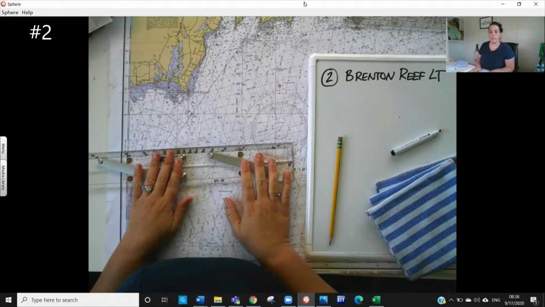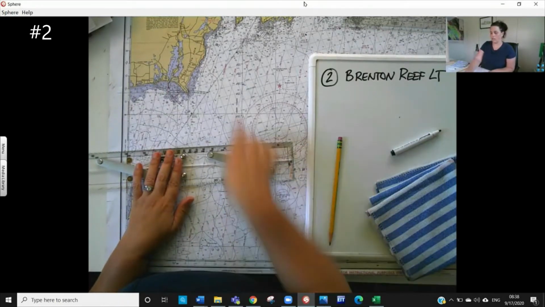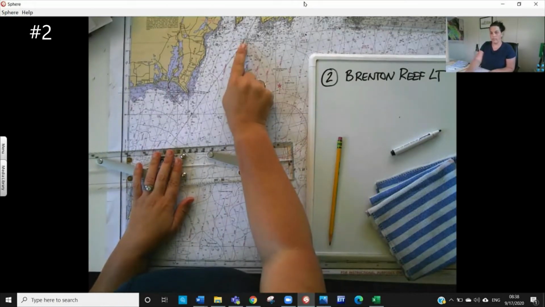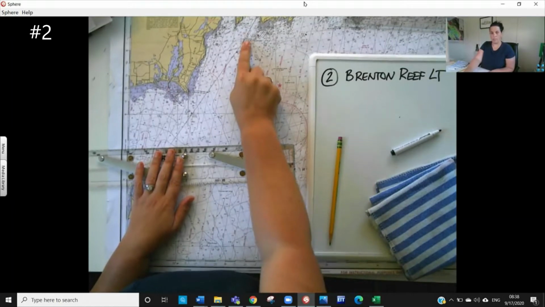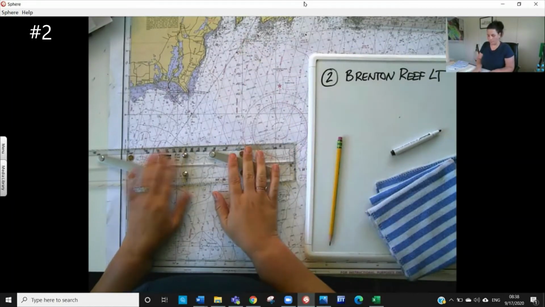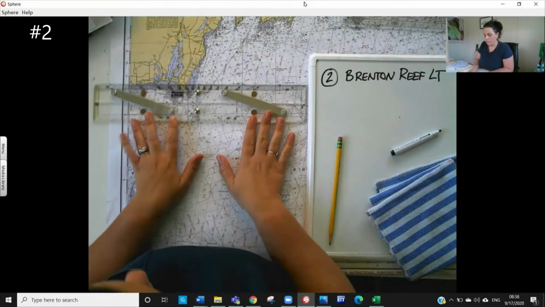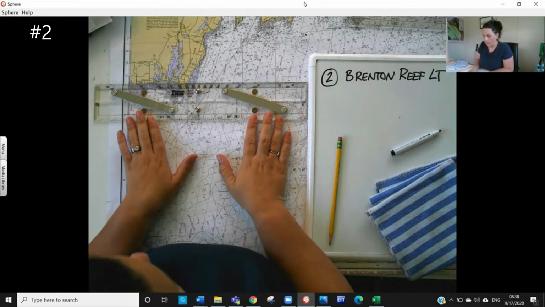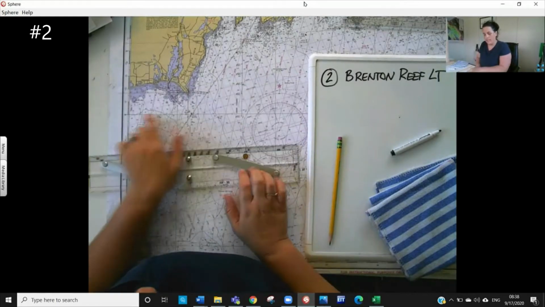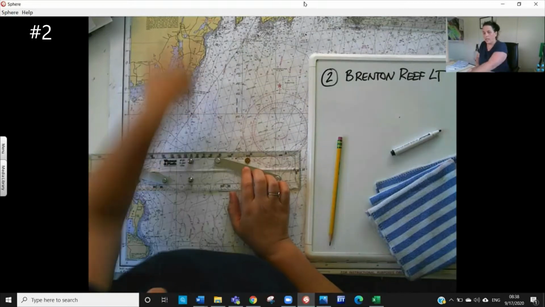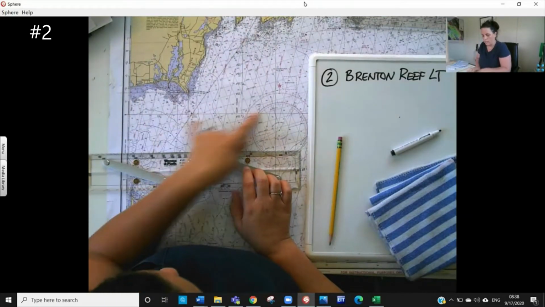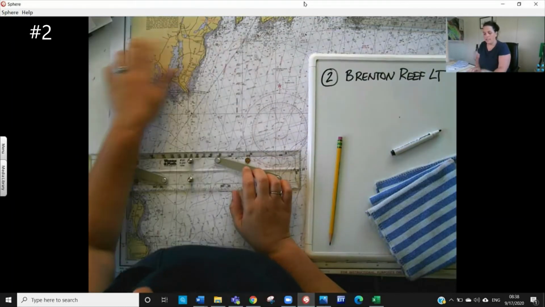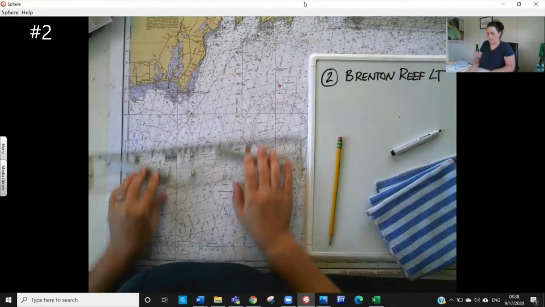Okay, so for number 2, our light in question is Breton Reef light. That's this light right here. We can double check with the light characteristics, but this is Breton Reef light. So I'm going to do the same type of thing that I did with the roll plotter. I'm going to parallel this latitude line. It's a bold line. I could use the one on top, but it's out of the screen, so I'm just going to use this one. Parallel it up and see what my latitude line is.